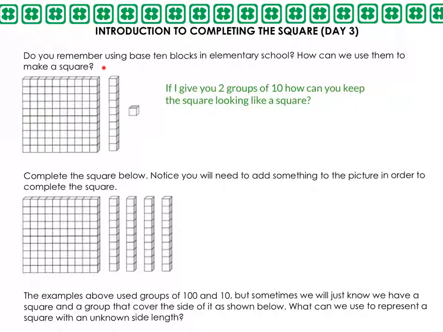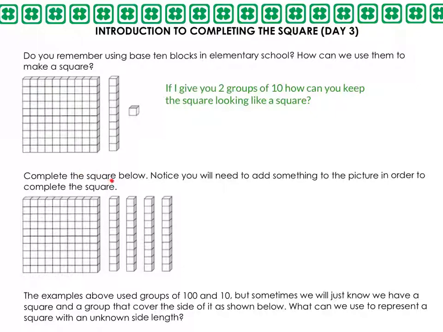Because if I put them on one side right next to each other and I just slid them all against, it wouldn't be a square anymore, it'd be a rectangle. So how can you keep it looking like a square? If I add one against this side, where would the other one have to go? Okay, so you're going to answer that question.